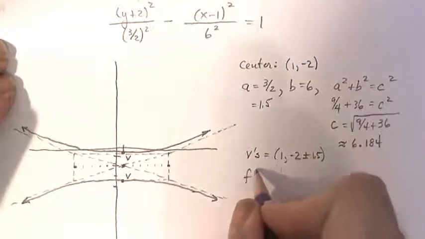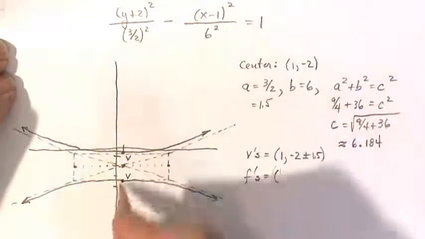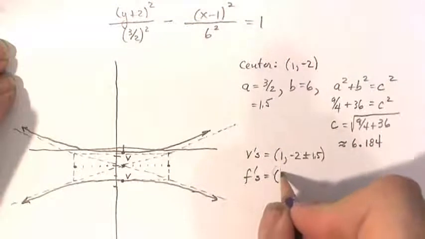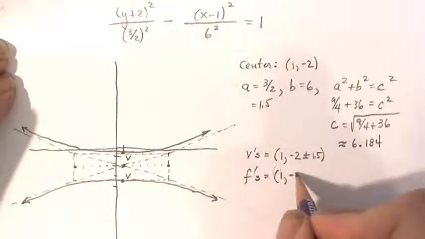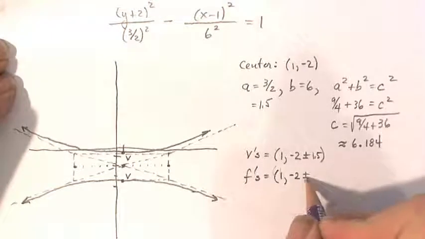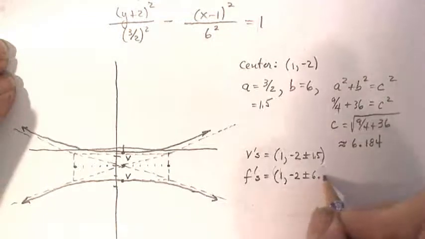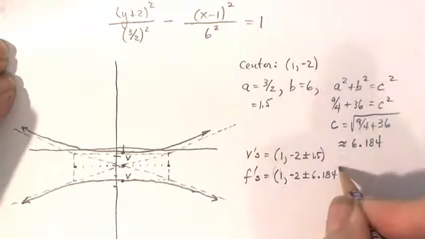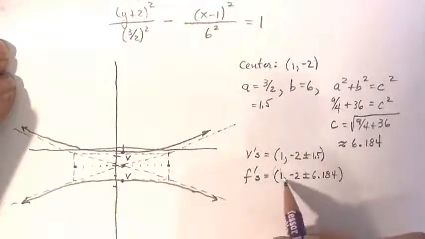And your foci are going to be lined up with your vertices, so they'll also have an x-coordinate of 1, and starting from the center, minus 2, plus or minus the c value, 6.184. They're not marked on the graph yet, so I'm going to put them on there.